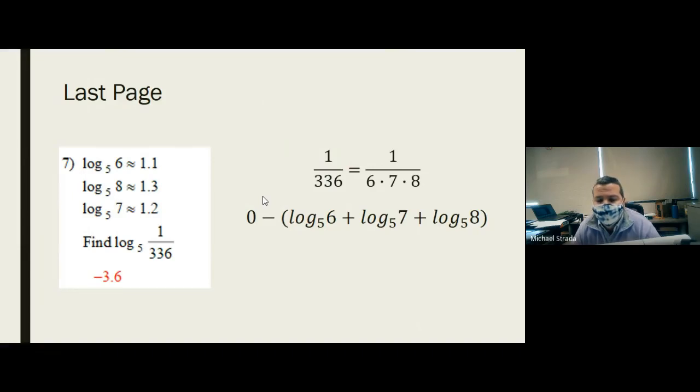336 is 6 times 7 times 8. You get that from dividing 336 by 8, which would give you 42, and then 42 breaks down to 6 and 7. Don't forget, you could also use 5 when you do that because that's your base.